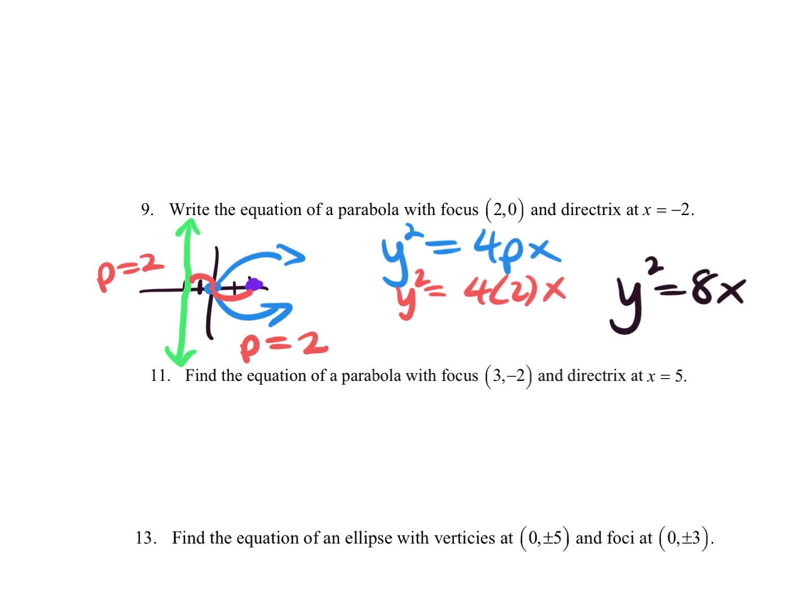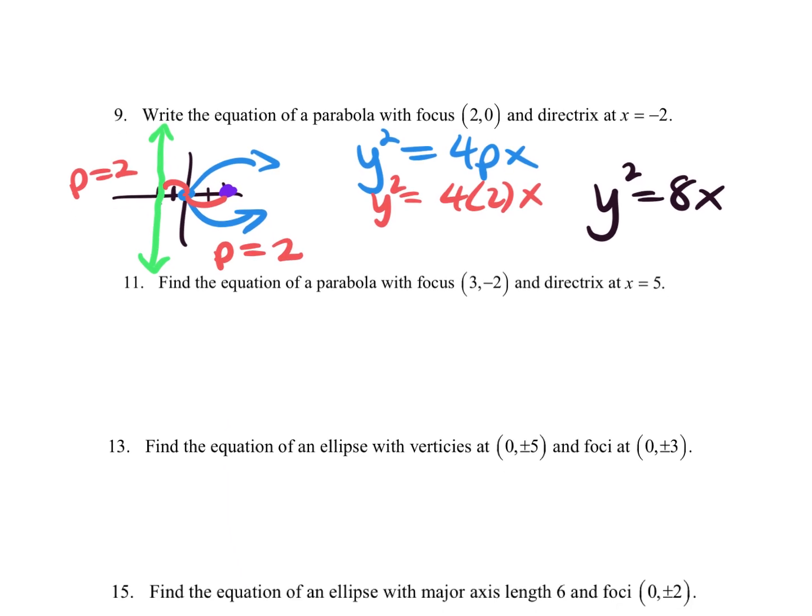As soon as you give yourself the visual and you see, is it the C, the backwards C, the U, the upside down U, that'll tell you which equation you're filling in. All right, so for number 11, here we go. Notice my focus is at 3, -2, and my directrix is at 5. So let's go ahead and give yourself the visual. So we have 1, 2, 3, 1, 2. So here is my focus point. And then my directrix is at x equals 5. So 4, 5. And here's my directrix.